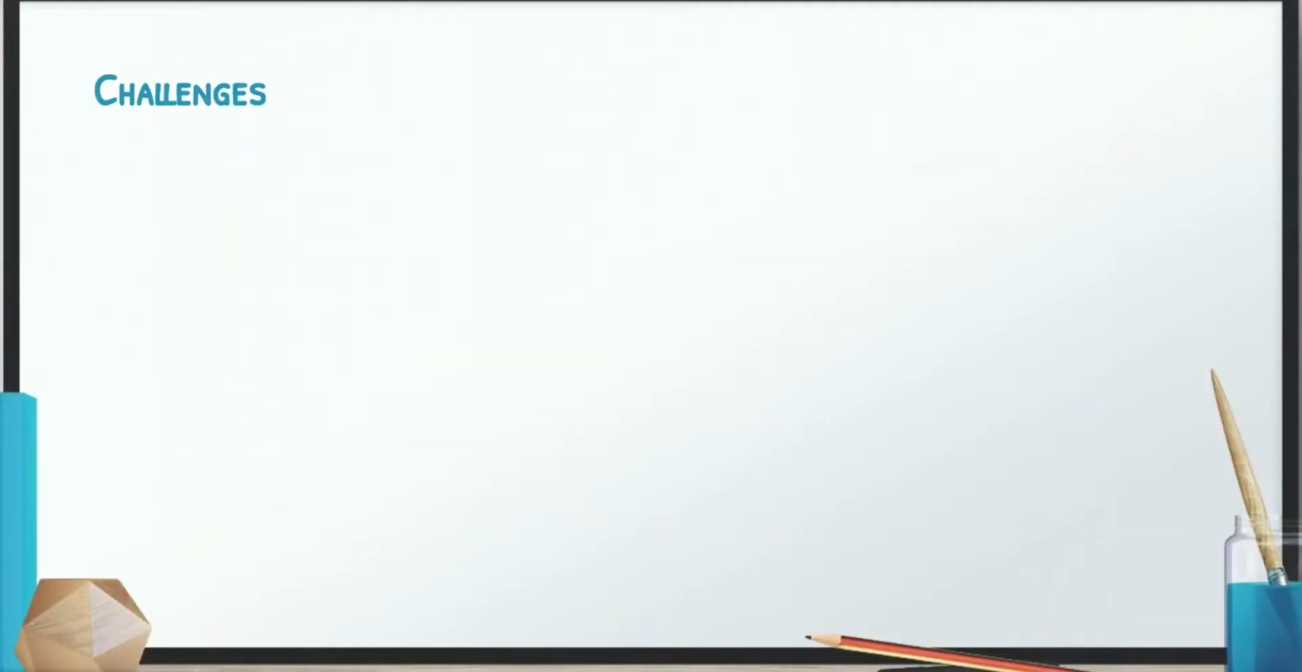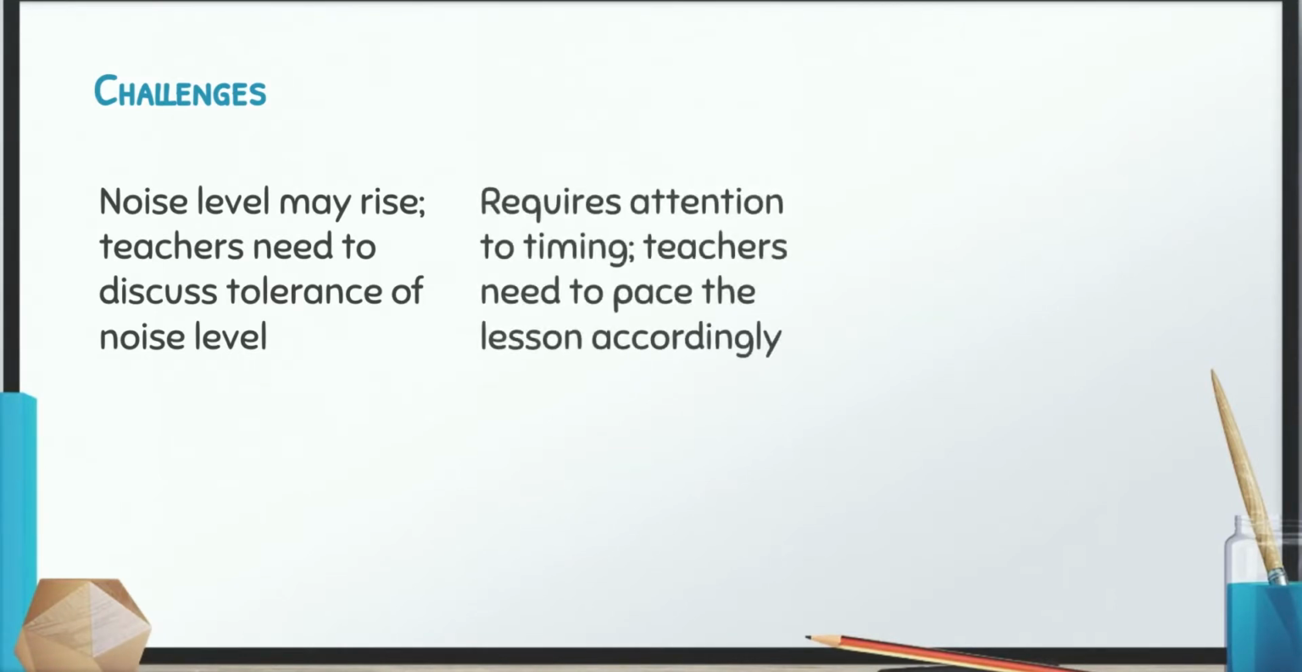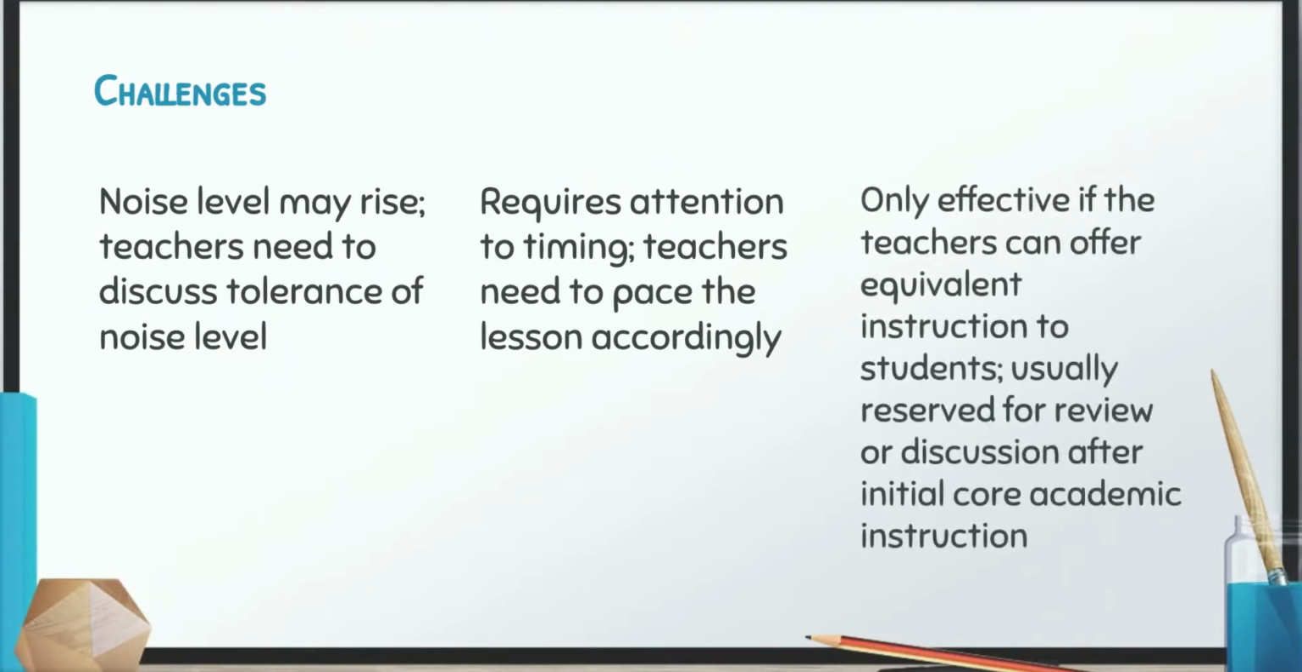At the same time, we need to consider the challenges, as noise level may rise and teachers need to discuss tolerance of noise level with each other and with their students. It also requires attention to timing. Teachers need to pace the lesson accordingly. Finally, parallel teaching is only effective if the teachers can offer equivalent instruction to students, usually reserved for review or discussion after initial core academic instruction.